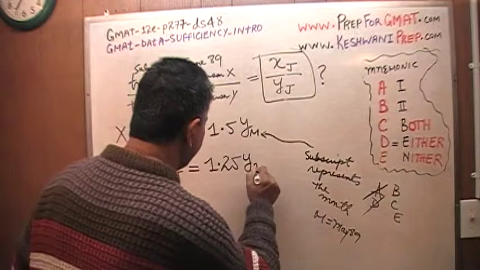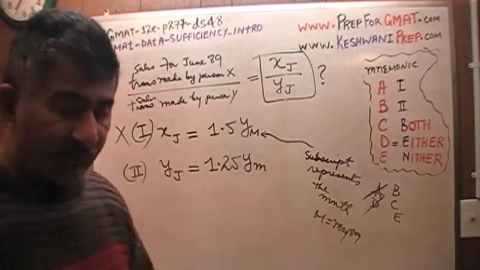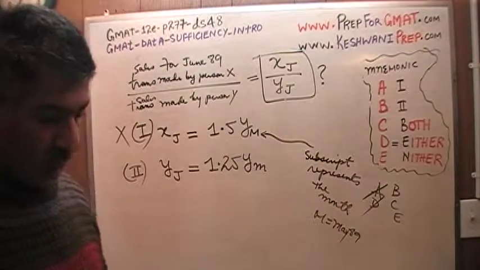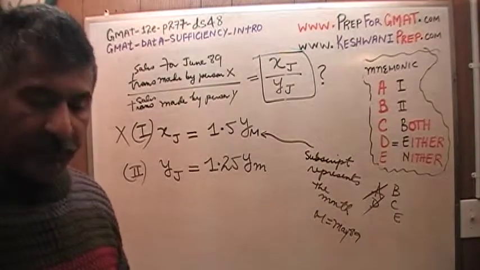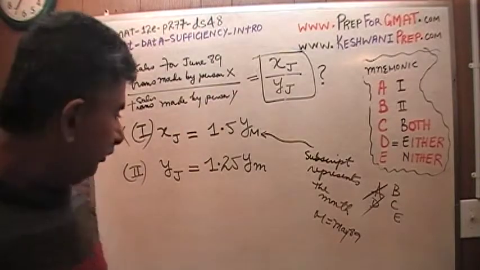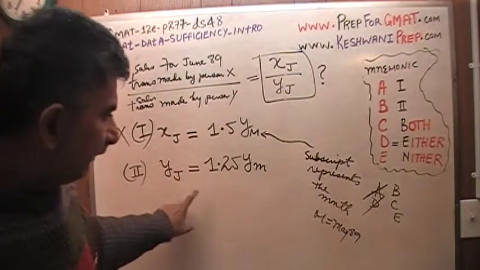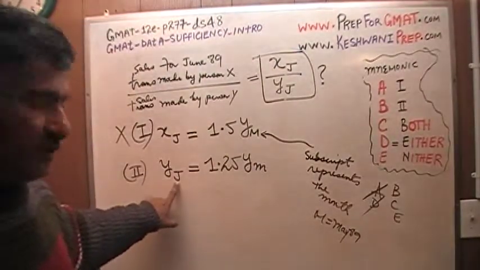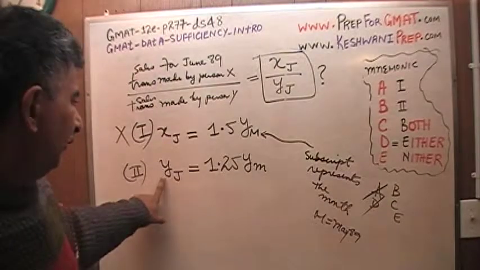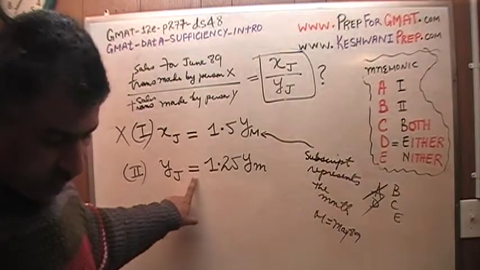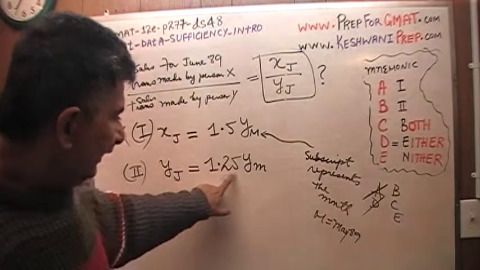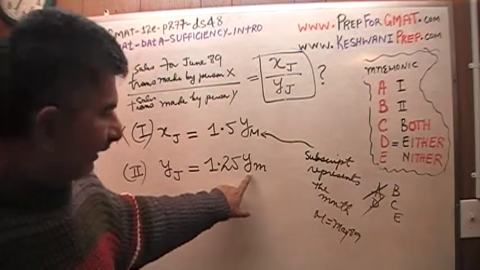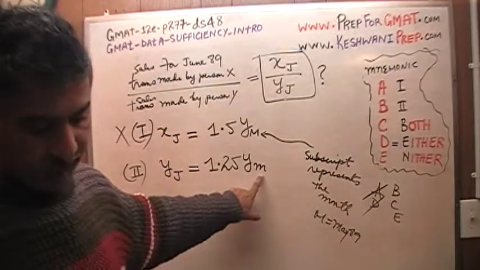So we're talking about the same person actually. In the second statement, they're not talking about two different people. They're talking about the same person, person Y, and they tell us that in June of 1989, that's what J is here for. As I told you, the subscript represents the month. So the small y with the subscript J tells us that the sales transactions made by person Y in June is 25% more, hence the 1.25, than sales transactions made by the same person in May of that year. That's what the second statement tells us.